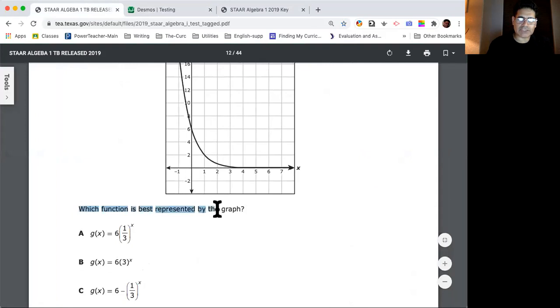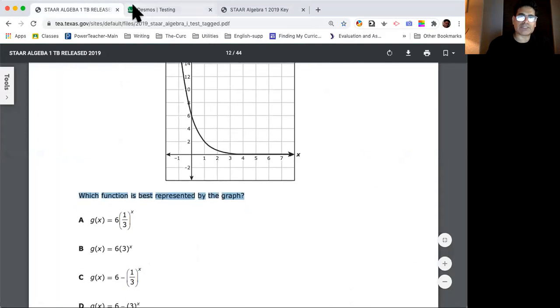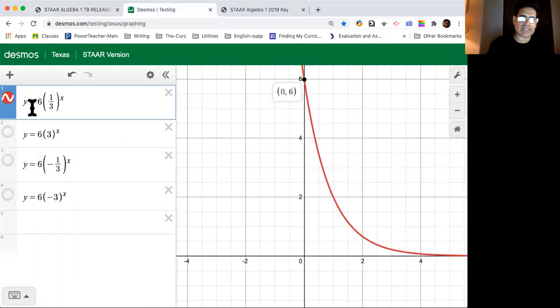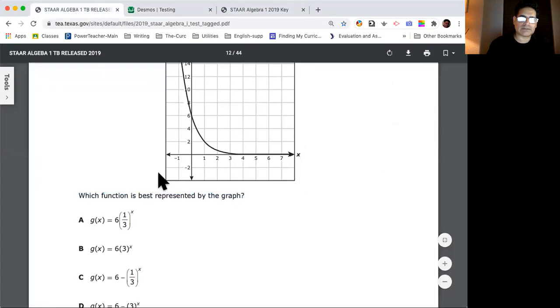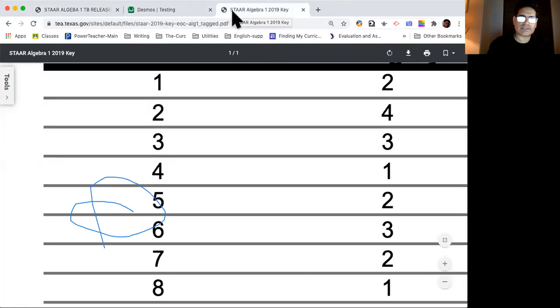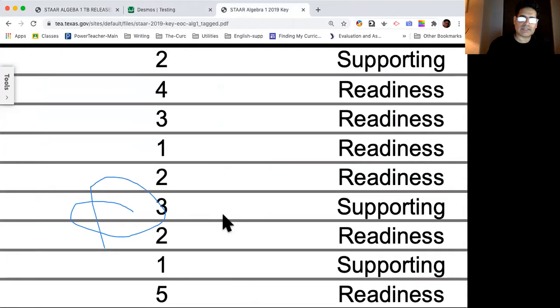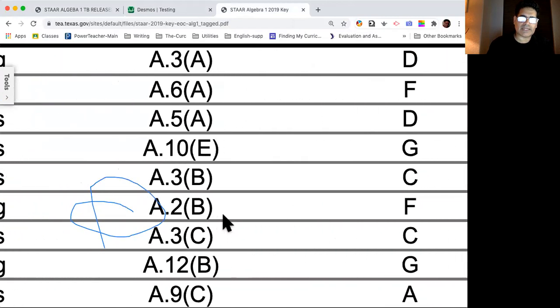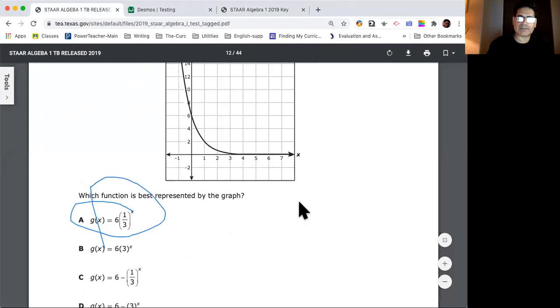The question is, which function is best represented? So the best one, to the best of our ability, is the one that is at A. It's the first one. We're just going to have to accept that. And let's get that one there, and see if we're right. There's our answer key. That is number 9. And it's A. Yep. Close enough. Thank you again, Desmos.